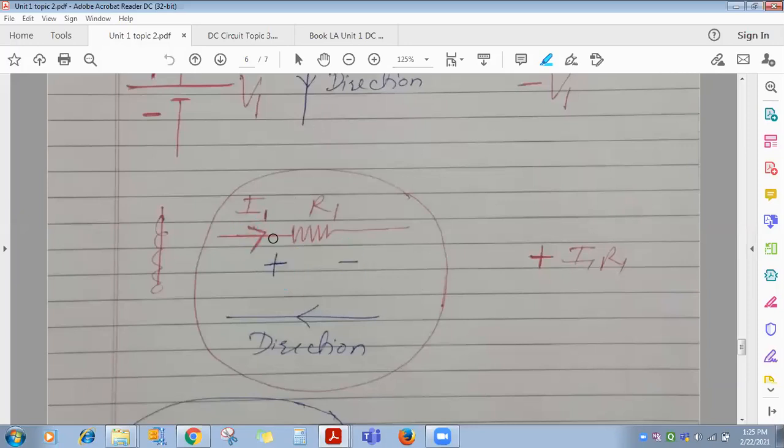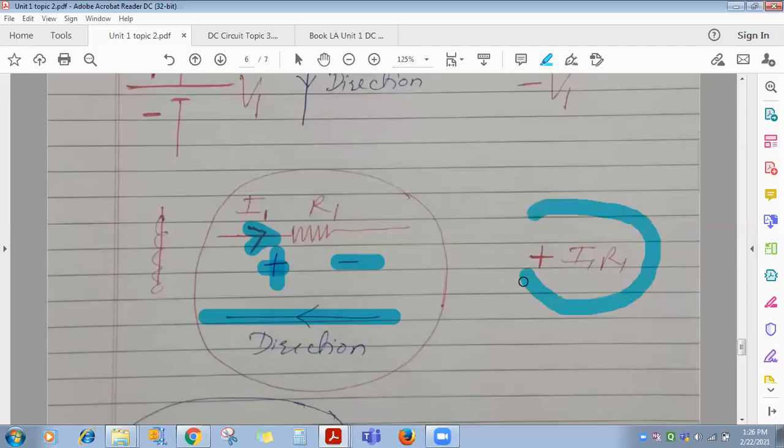With reference to the current direction, mark the polarity of voltage drop across the resistance. Then you will get the polarity. Now check the loop current direction. With reference to the loop direction you have selected, if you are moving from lower to higher potential, consider that voltage drop as positive. Same as the sign convention we considered for voltage sources: lower to higher is positive.